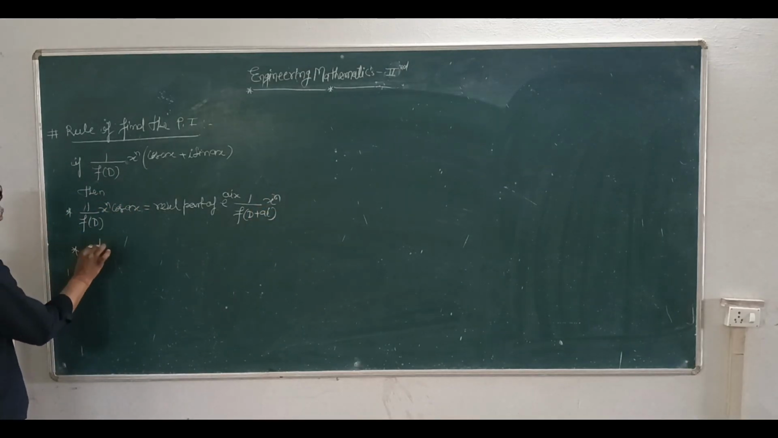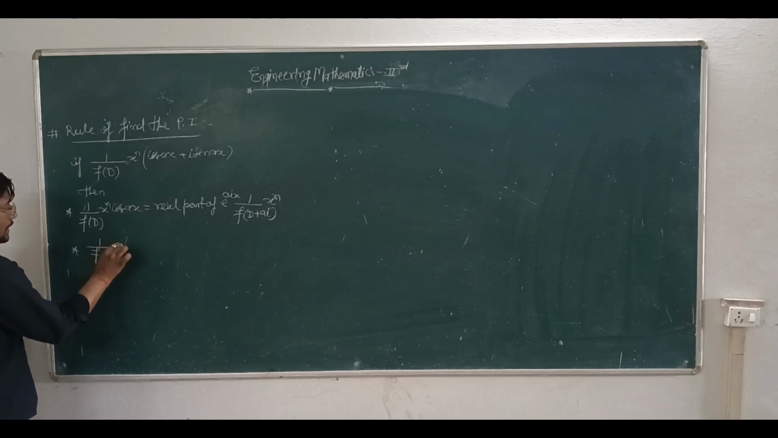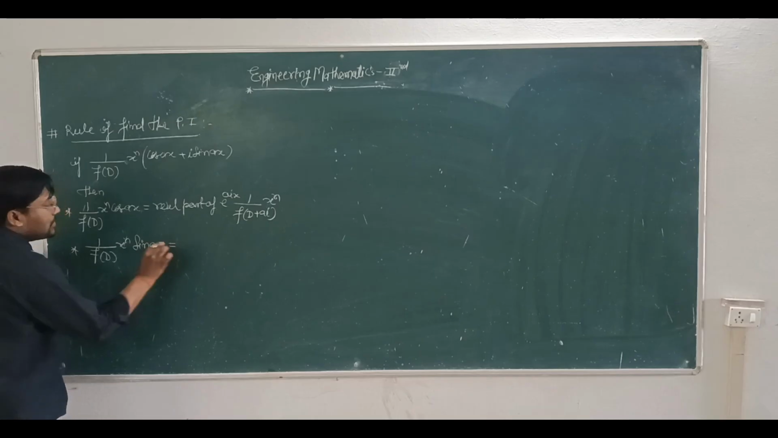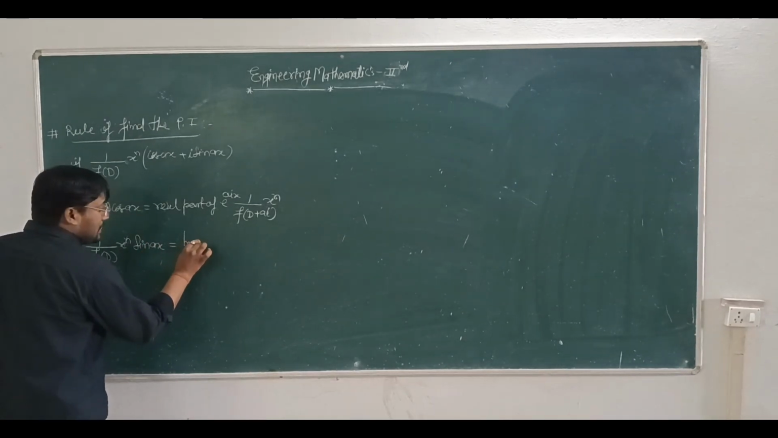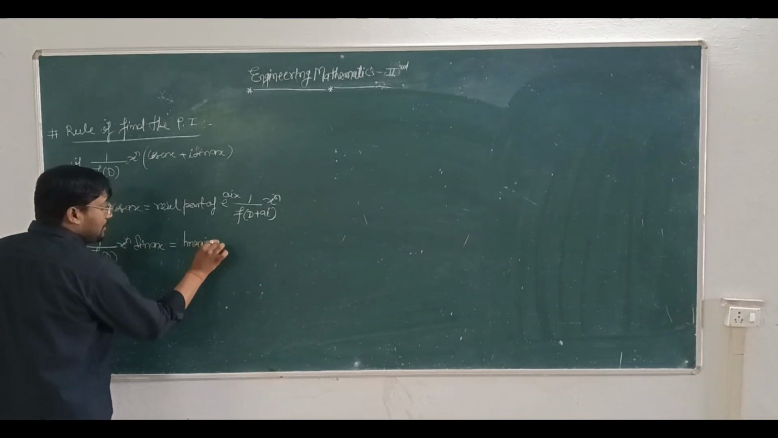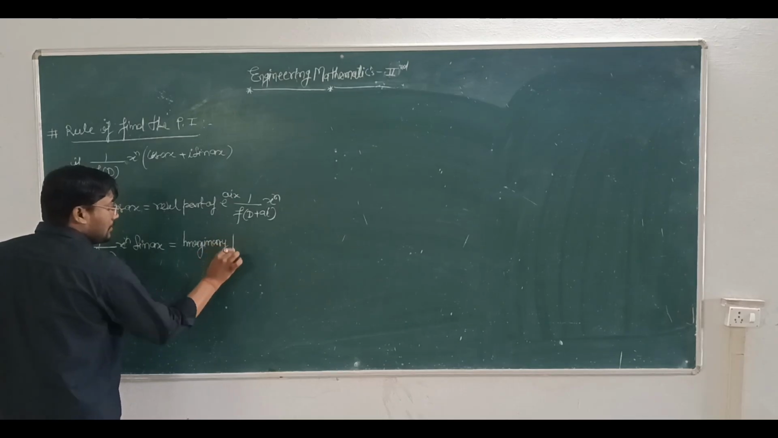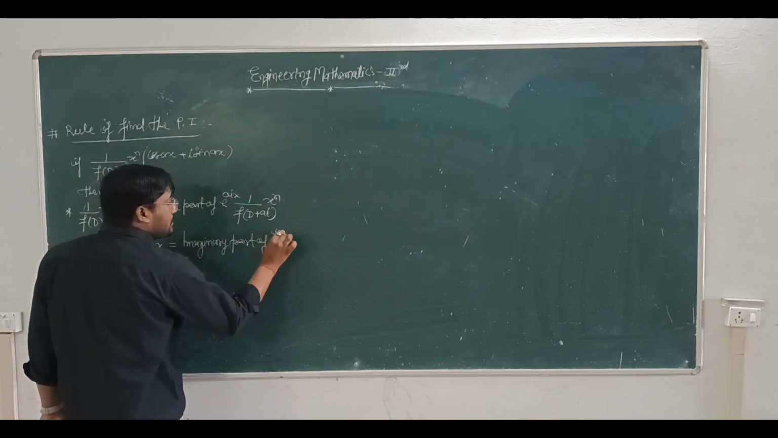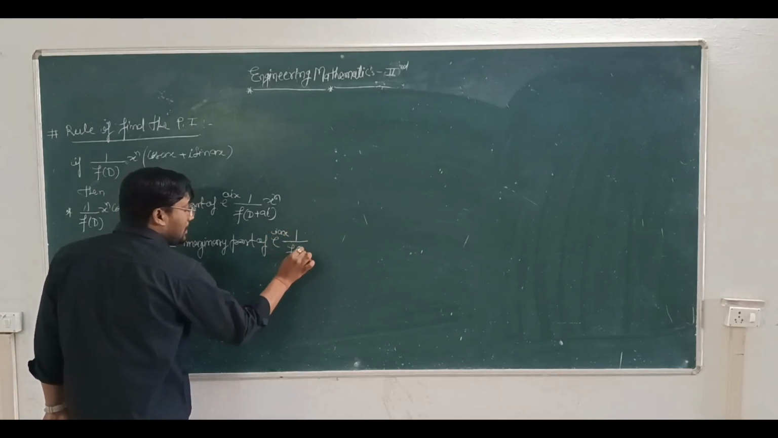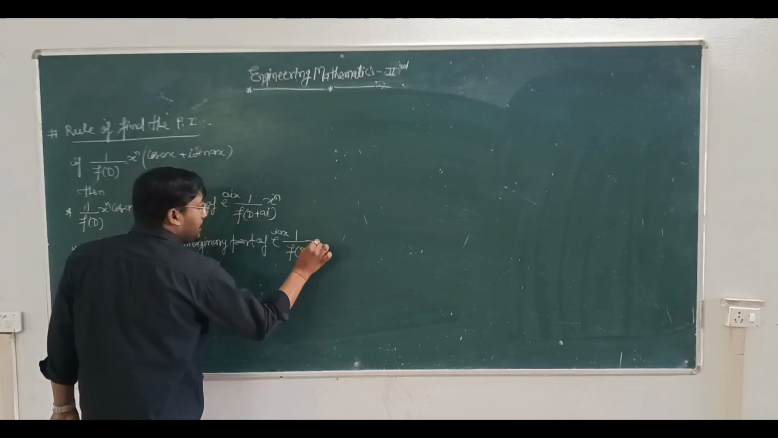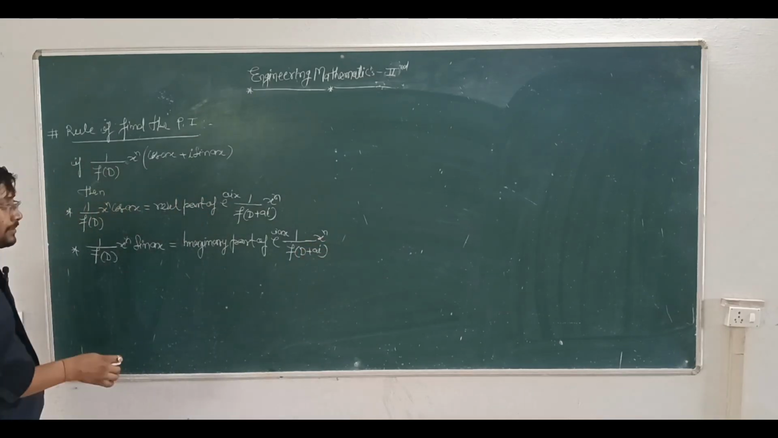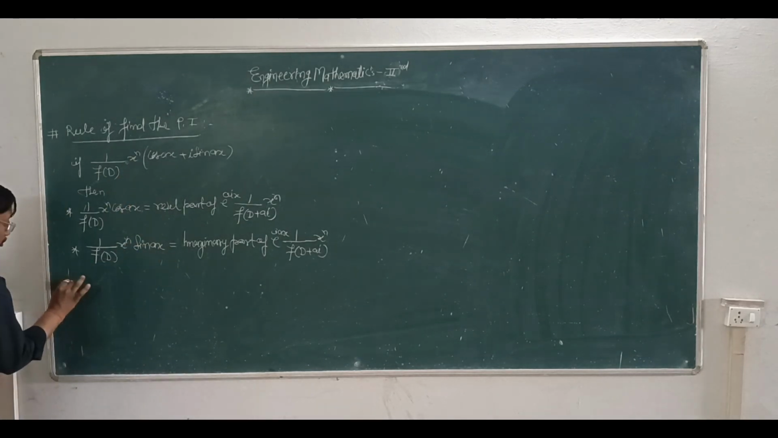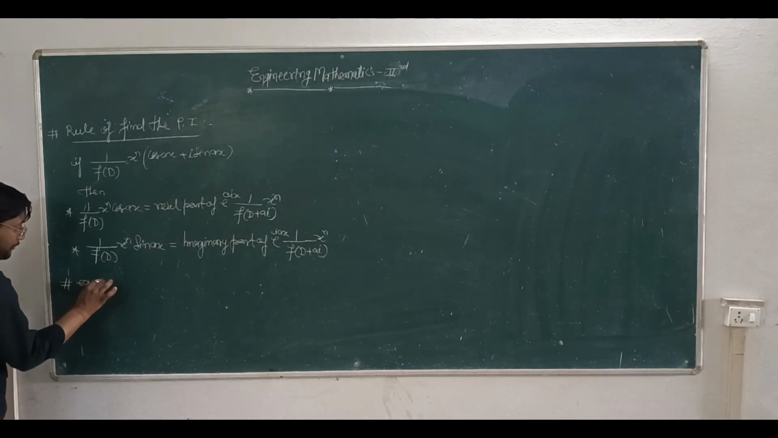Now second is 1 upon f(D) x to the power n sin ax, which is the imaginary part of e to the power iax times 1 upon f(D plus ia) x to the power n. This is a very important condition to find the PI.